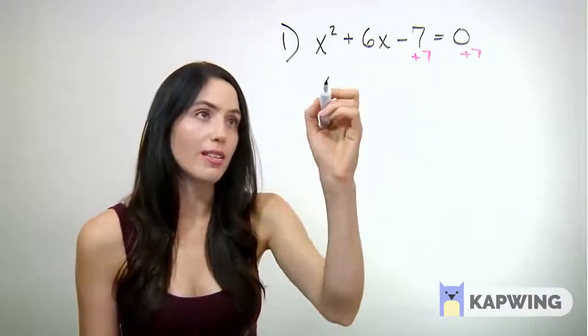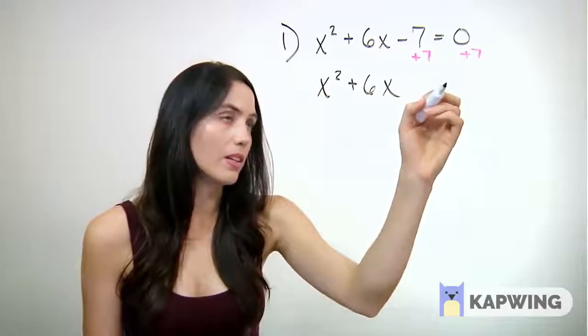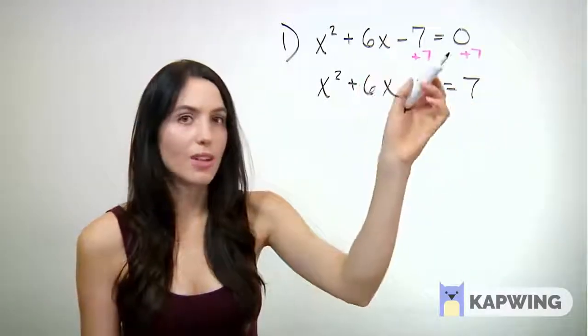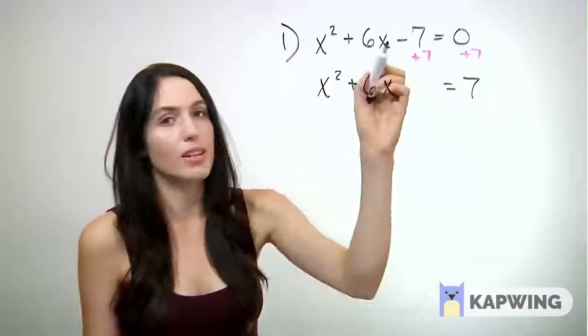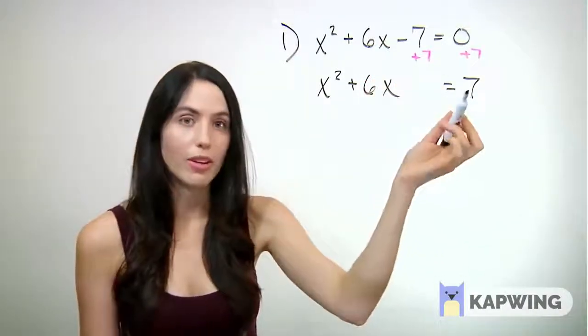So what you get is x squared plus 6x equals positive 7. Notice that the sign flipped. That will always happen. If it was negative here, it will be positive there. If it was positive here, it would be negative on the right side.